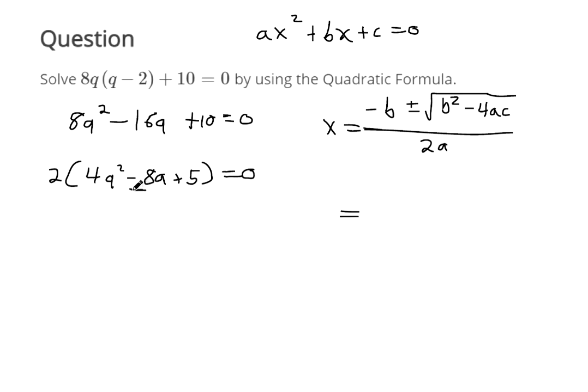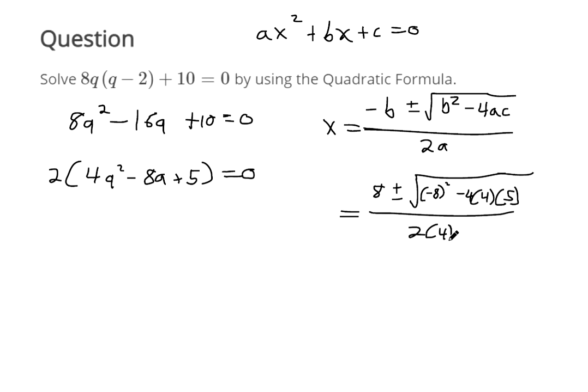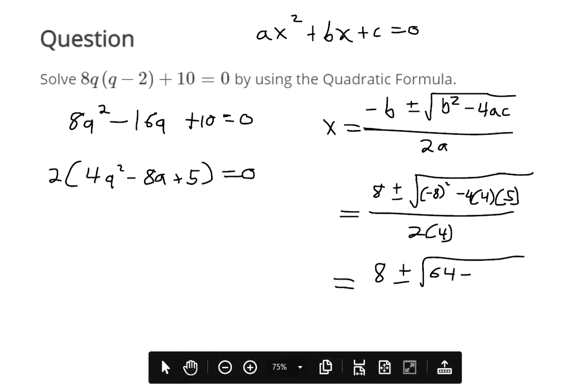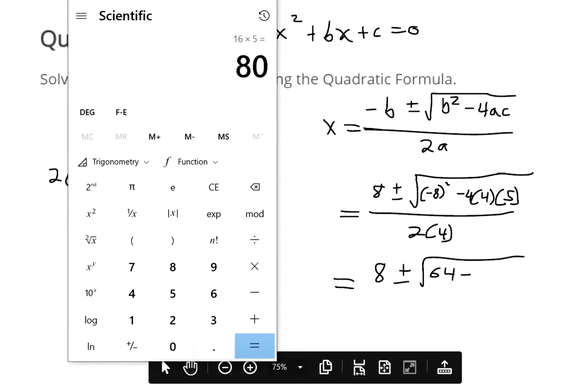where our b is negative 8. So that's negative negative 8. I'm going to write a positive 8 here. And now it's negative 8 squared minus 4 times a times c. That's all over 2 times a. And so simplifying inside, we got negative 8 squared. That makes 64. 4 times 4 is 16. And then 16 times 5 makes 80.